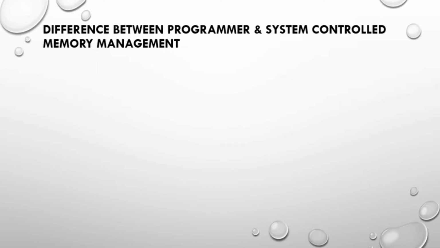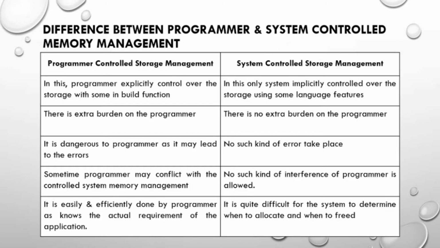Here are the differences between programmer and system controlled memory management. Programmer controlled storage management: in this, the programmer has explicit control over the storage with some inbuilt functions. There is an extra burden on the programmer. It is dangerous to the programmer as it may lead to errors. Sometimes the programmer may conflict with the system controlled memory management. It is easily and efficiently done by the programmer, as they know the actual requirement of the application.